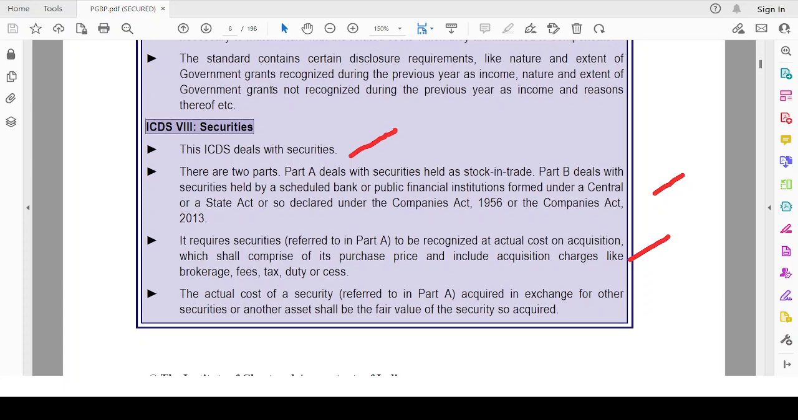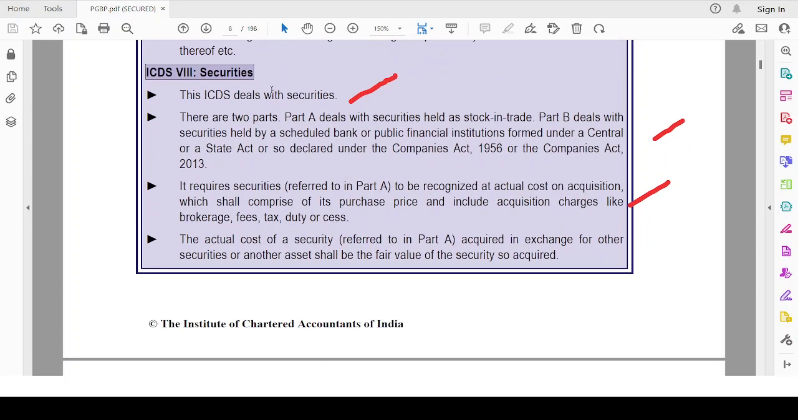Now, moving on to ICDS 8, securities. What does this mean? It deals with all types of securities. We have two parts here. Part A deals with stock in trade securities, and Part B deals with securities held by a scheduled bank or public financial institution under any of the Acts. Only if a bank or public financial institution is holding the securities will they be covered under Part B. All the rest of the securities held as stock in trade will be covered under Part A.